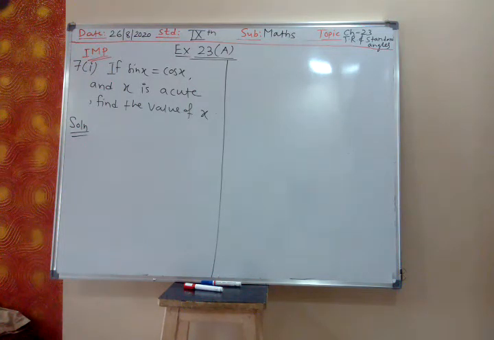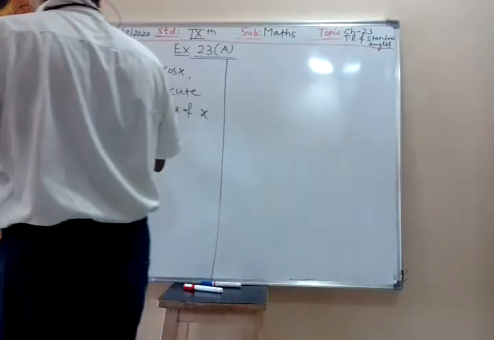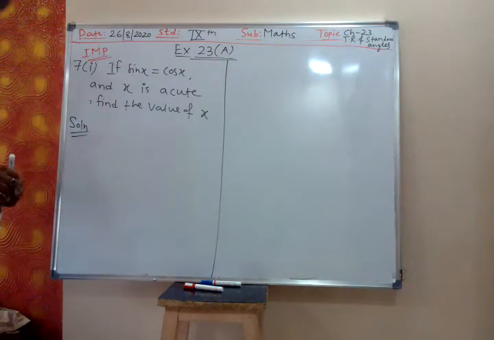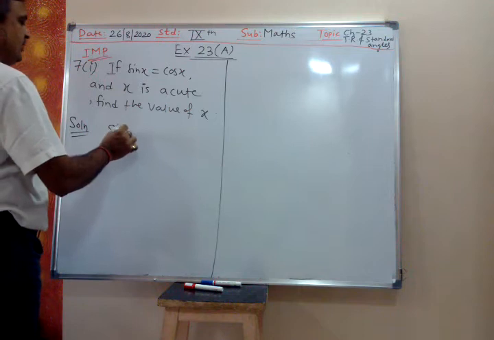Now write on this. If sin x is equal to cos x and x is acute, find the value of x. Correct? So now sin x is equal to cos x. Acute means it will be less than 90 degree. So now we are given sin x is equal to cos x.